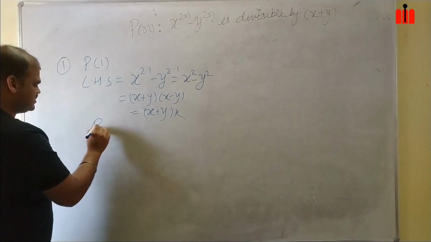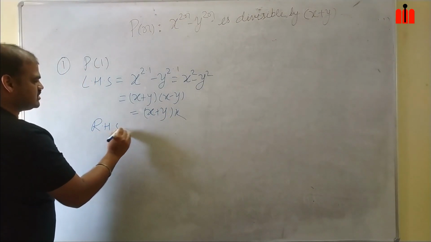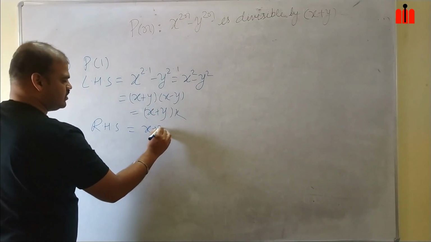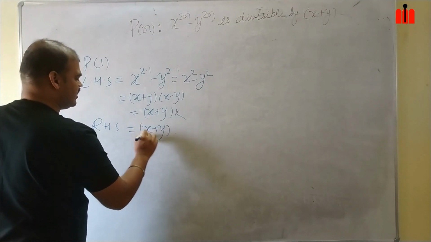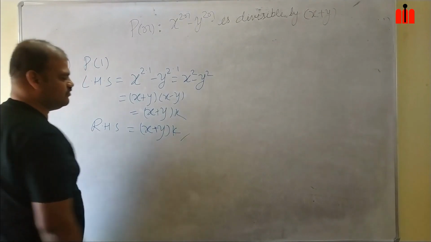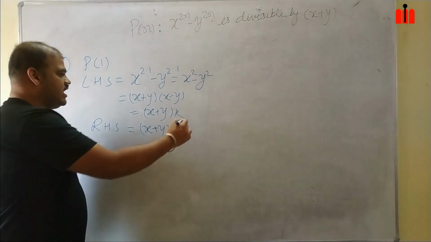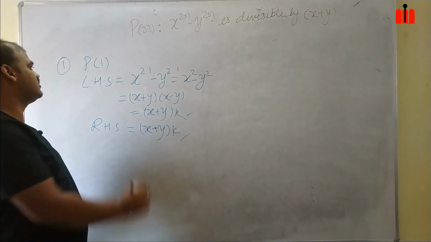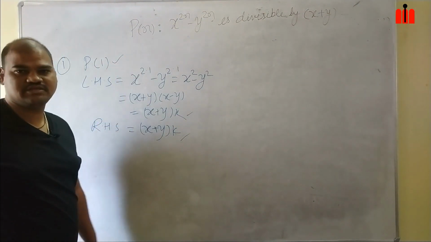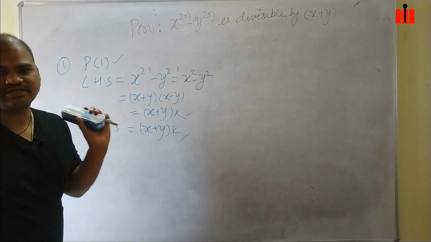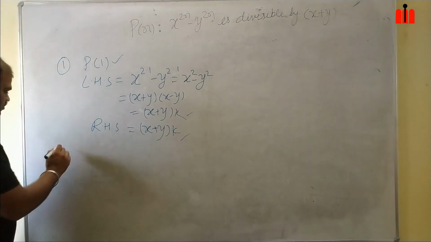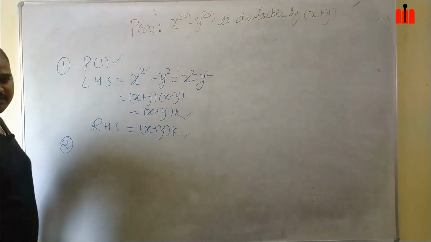So what does my R.H.S say? My R.H.S says that it should be in the form of x plus y k. So it is in the form of that. Okay, so my L.H.S and R.H.S both are equal. So my P1 is correct. So the initial check is done. Now let's go to our assumption step.